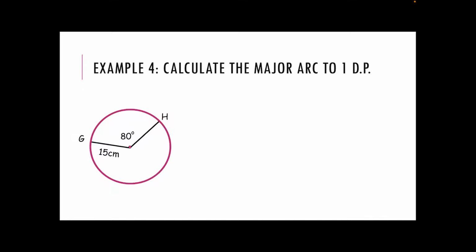So this is why it's important to read the question carefully, because they have specified the major arc, and for us that is this side here. So our major arc length is still the same formula, so pi times by the diameter times by your angle out of 360. Our radius here is 15, so our diameter is going to be double that to give us 30. So pi times by 30.